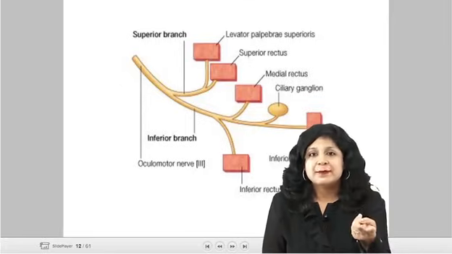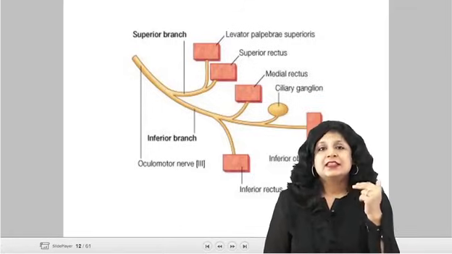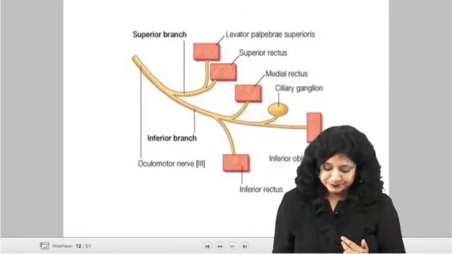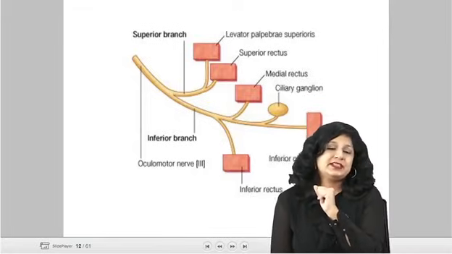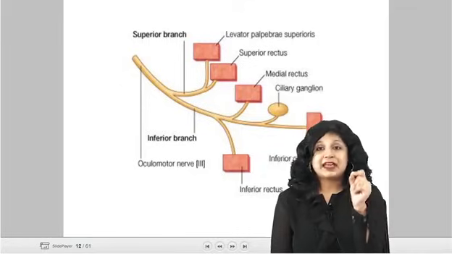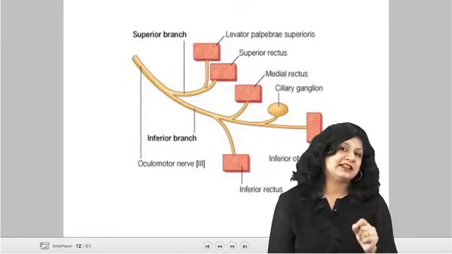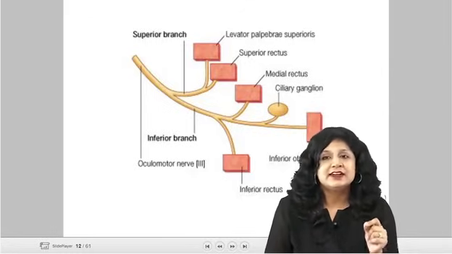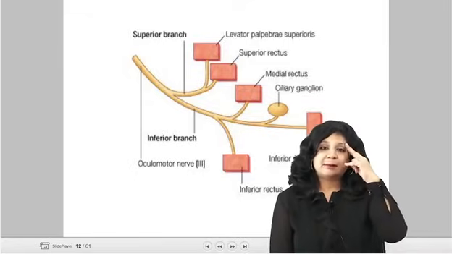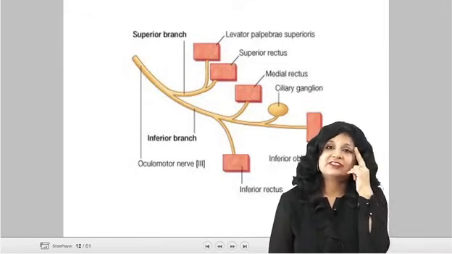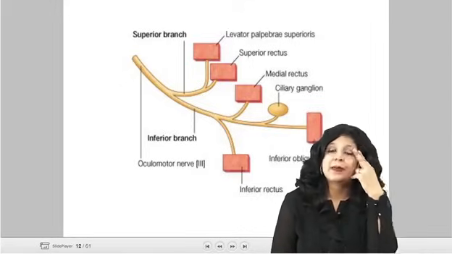One is the superior branch and the second is the inferior branch, or I can say the upper division or the lower division. So now another MCQ is: which muscles are supplied by the superior division of the third nerve and which muscles are supplied by the inferior division of the third nerve? How to get this? Always remember that there are only two muscles which are supplied by the superior division or the upper division, and which are on the superior side.